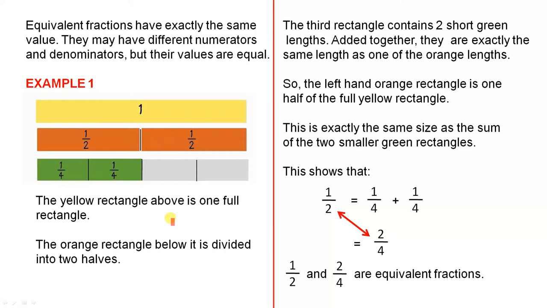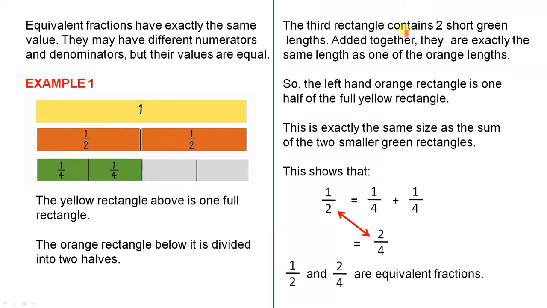Example 1. The yellow rectangle above is one full rectangle. So there it is there. It's easy to see that that is one whole rectangle. The orange rectangle below it is divided into two halves. There's one half and there's one half, and together they give you a full rectangle.